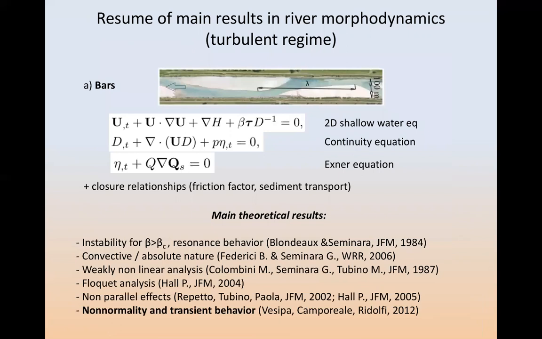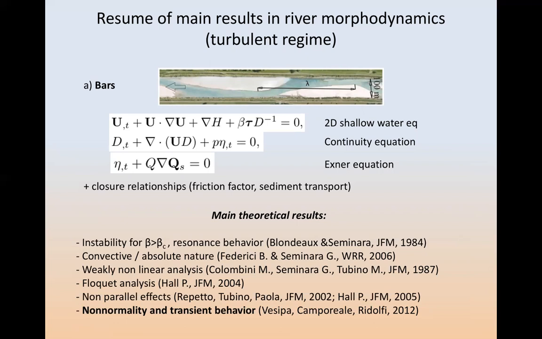And let me resume just the main results in river morphodynamics. One of the most studied problems in river morphodynamics is the study of bars. Bars are landforms, mesoscale or megascale landforms inside the river channel, which form during flood events. So they are these alternate landforms which are alternating between left and right bank. They can be studied very well through a shallow water approach.